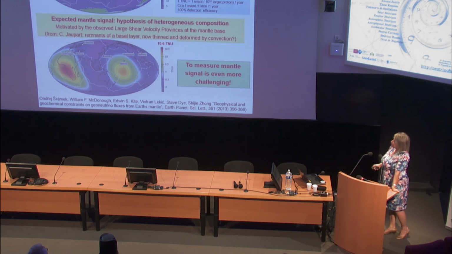For the mantle contribution, this is one hypothesis of the heterogeneous mantle, which is motivated by the observation of these large shear velocity provinces, which might correspond also to compositional inhomogeneities. Even in this model, the maximum signal would be 10 TNU. So to measure the mantle signal is even more challenging.